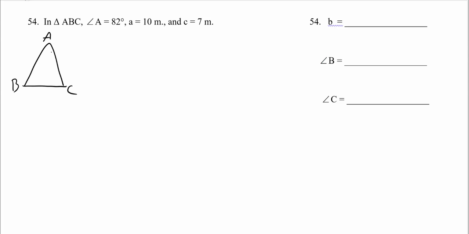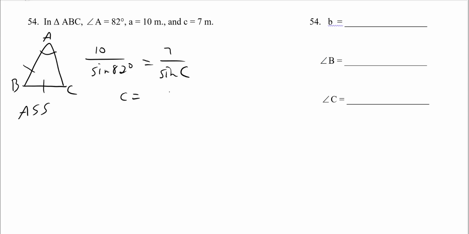ABC, and so angle A, and side C. Ha-ha! Another square triangle. Or, sorry, donkey triangle. Okay, so we're gonna find side, or angle C first. So it's gonna be sine 10 over sine of 82 equals 7 over sine of C. And we solve that, and we get C is equal to 43.53.